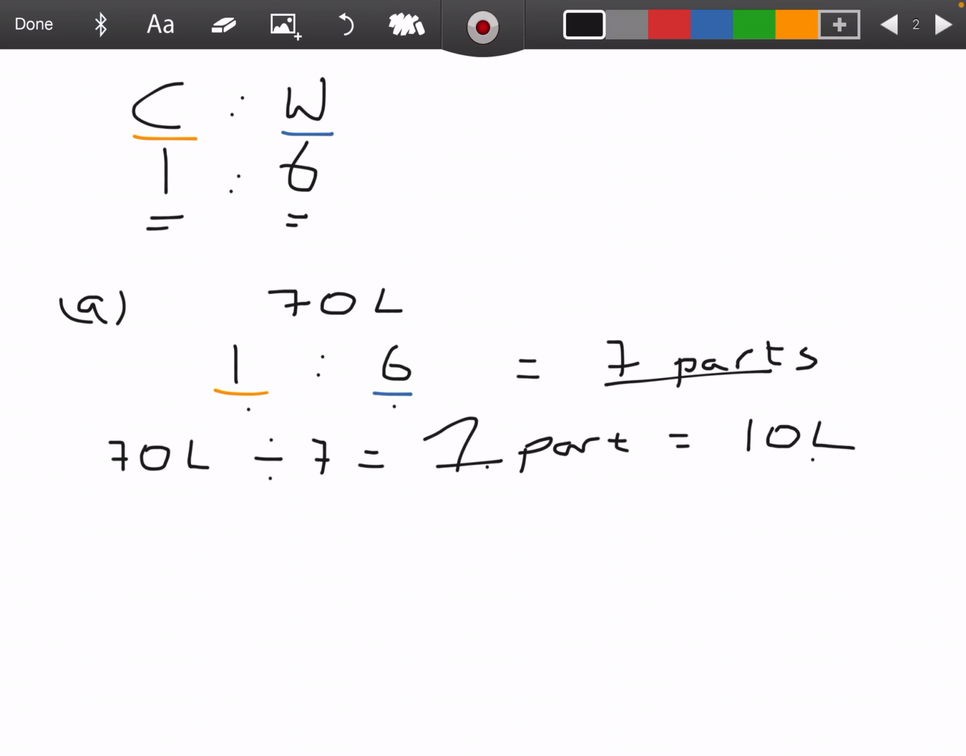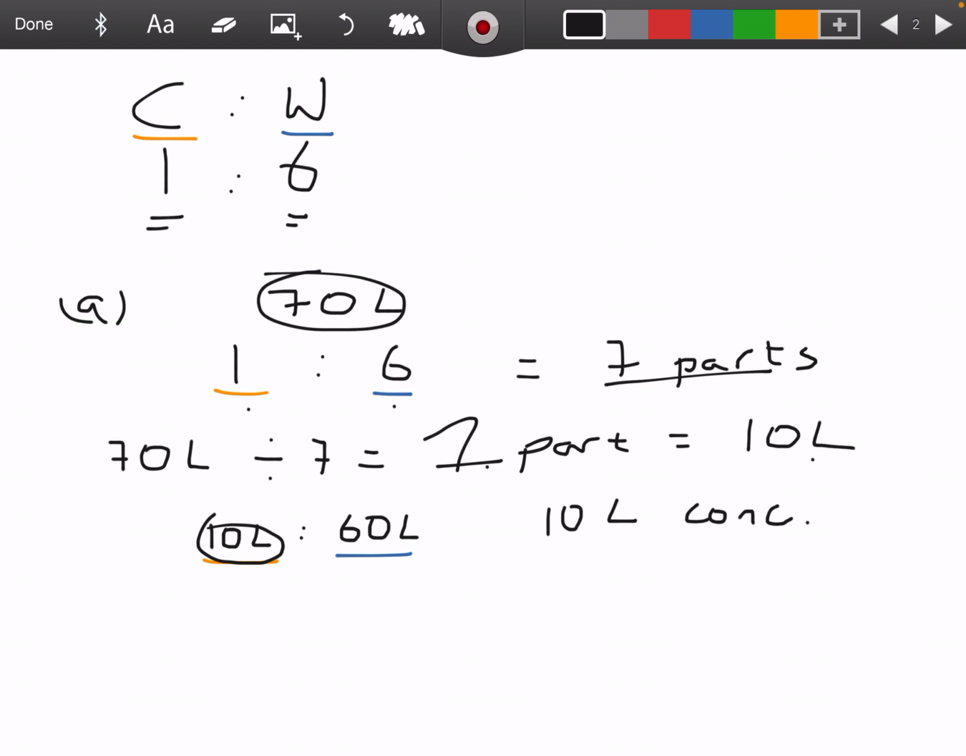And that means that I would have 10 litres of concentrate to 60 litres of water, wouldn't I? The question asked, how many litres of concentrate were needed for this. So in this instance, because I'm talking about the 70 litres, I needed 10 litres of concentrate. So for part A, my answer is 10 litres of concentrate needed. I'm just going to write conc, because that's what we do to shorten the word concentrate. So that's part A done.